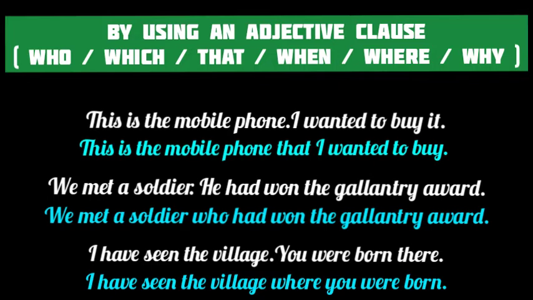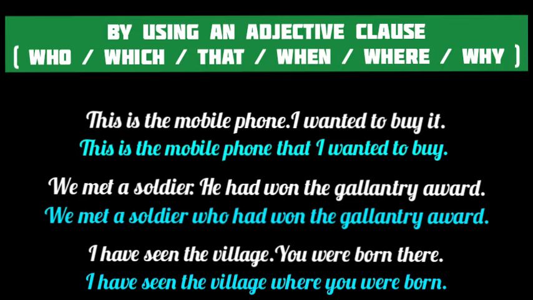For example, the two separate simple sentences here are: this is the mobile phone, and I wanted to buy it. The second sentence modifies or talks about the mobile phone mentioned in the first sentence. So we combine them into the complex sentence: this is the mobile phone that I wanted to buy. This is the mobile phone is the principal clause, and that I wanted to buy is the subordinate adjective clause initiated by the relative pronoun that.